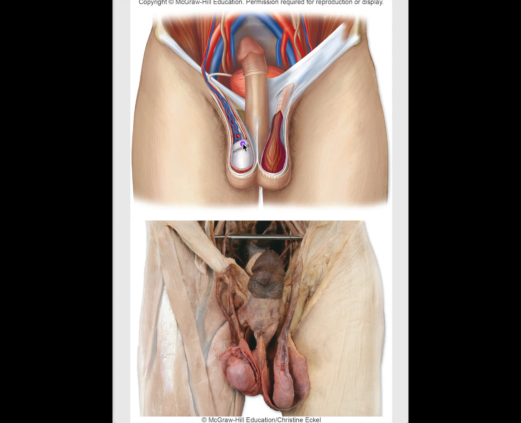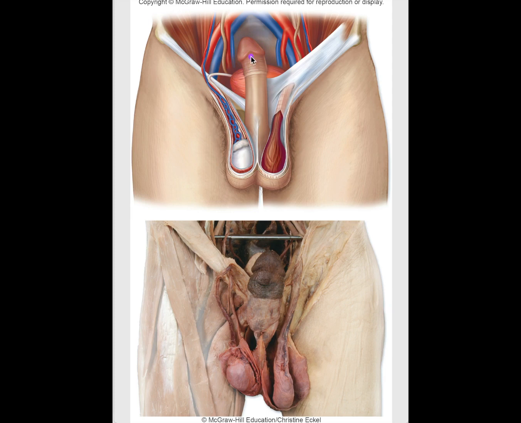The epididymis, this little thing right here, and I'll show you another view of it, is where the sperm are stored and where they mature. The other thing you can see on this picture is the glans of the penis here. And this is a picture of an erect penis.